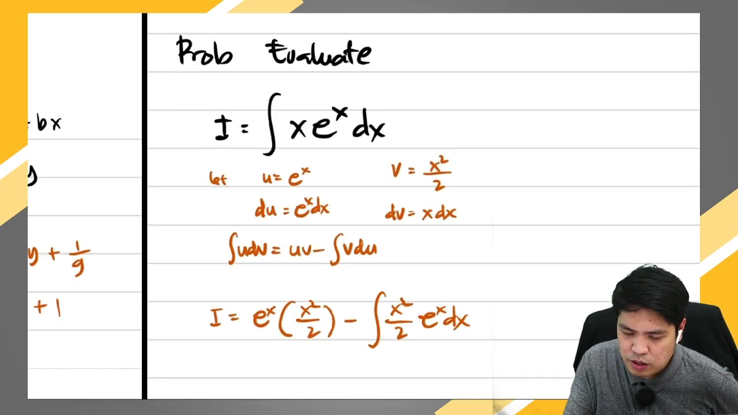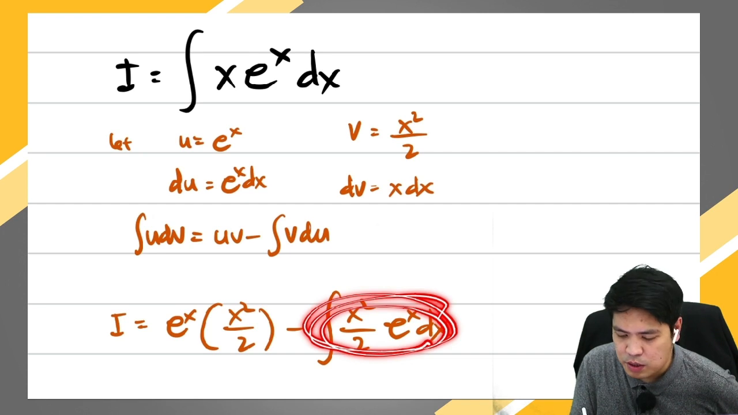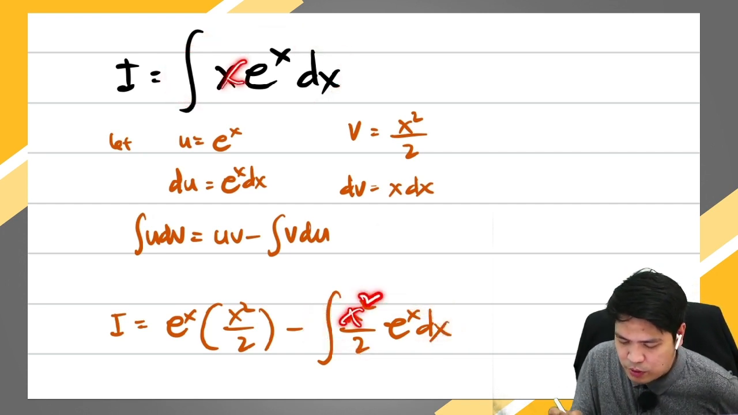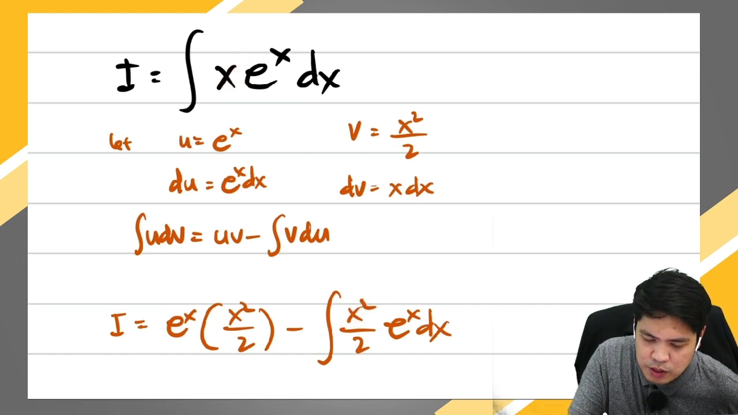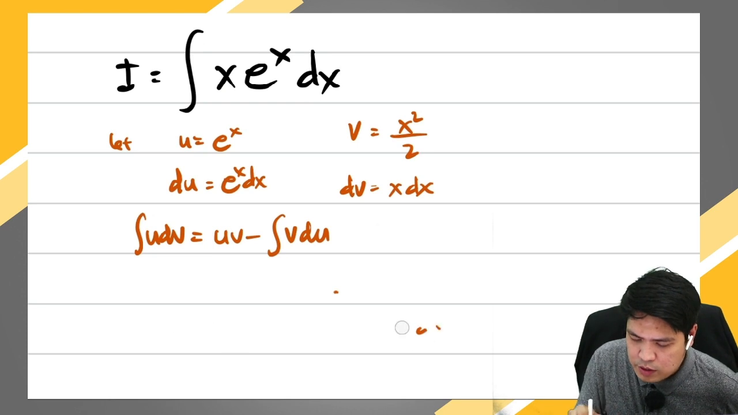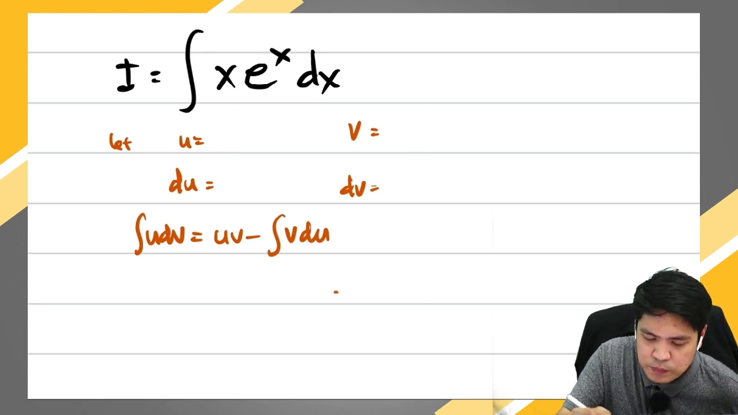So if you noticed, the resulting integral became more complicated, right? It's more complicated than the given. Here it was just x, and now it became x squared. So therefore, our assignment was wrong. Okay? So let us now change these values here.